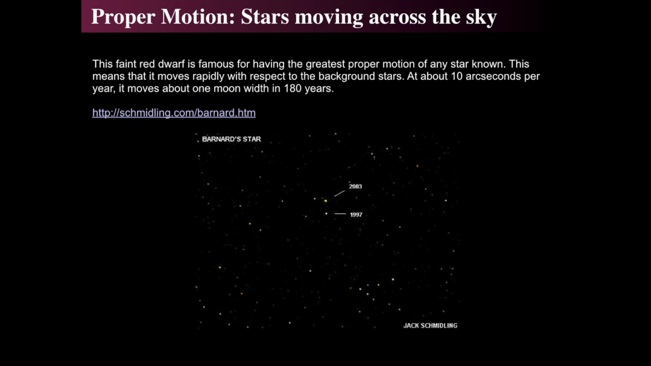Remember, the moon is about a half a degree across, so it'll move 1 degree, or the width of your thumb, in about 400 years. That's a very big proper motion. Anyway, go check out Jack Schmidling's website. He has a lot of fun pictures there.